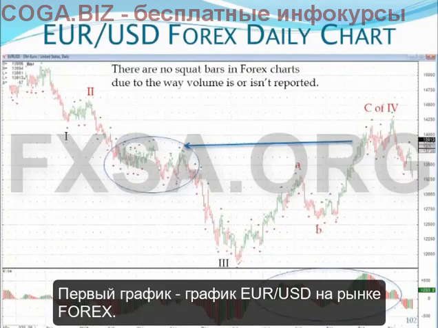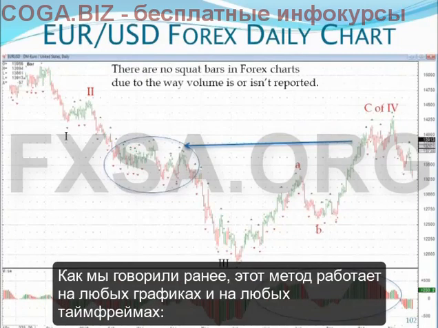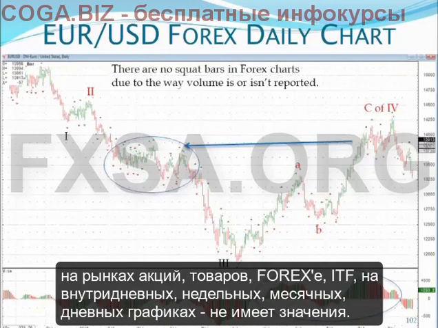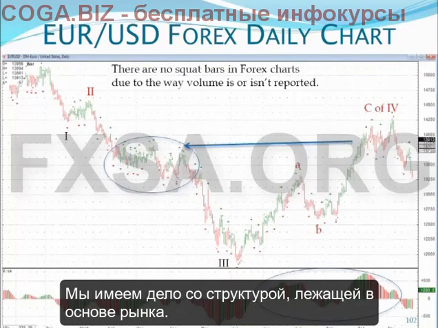First one is going to be a U.S. Euro Forex chart. As we've mentioned before, this method works on any chart, any time frame, from stocks, commodities, Forex, ETFs, intraday, position, weekly, monthly, daily, it doesn't matter. We're still looking at the underlying structure of the market.